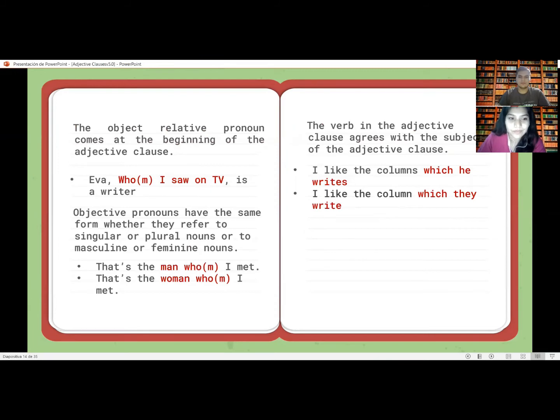Another pronoun can be the object of an adjective clause, and the object pronoun comes at the beginning of the adjective clause. Other pronouns have to agree with whether they refer to singular or plural nouns. The verb in the adjective clause agrees with the subject of the adjective clause. For example, I like the color which he writes. I like the color which they write. Be careful: don't use both object relative pronouns and object pronouns inside an adjective clause.